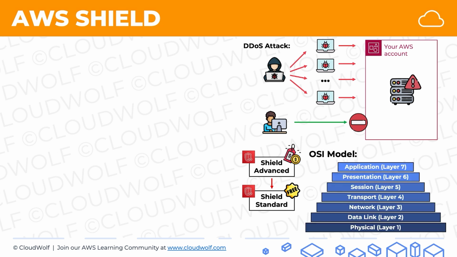And if we refer to the OSI model with its 7 different layers, then something else to keep in mind is a bit more technical, but also important to know. Shield Standard operates on layers 3 and 4 only, whereas Shield Advanced includes Shield Standard, so it still gives you protection on layers 3 and 4, but Shield Advanced also operates on layer 7. So there you go. That's how AWS Shield works. So whenever you see DDoS attacks on the exam, think of AWS Shield.